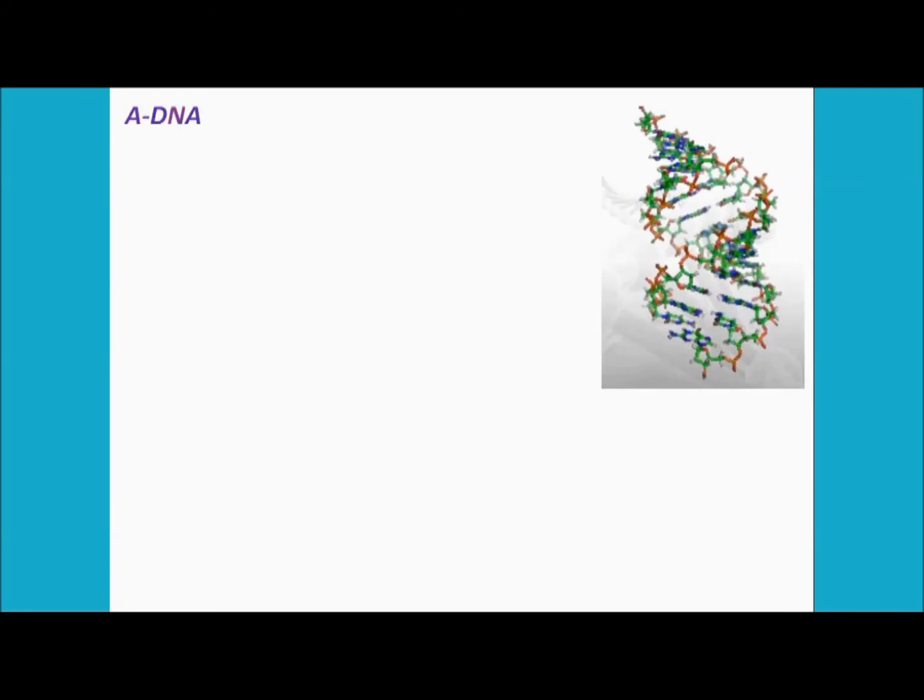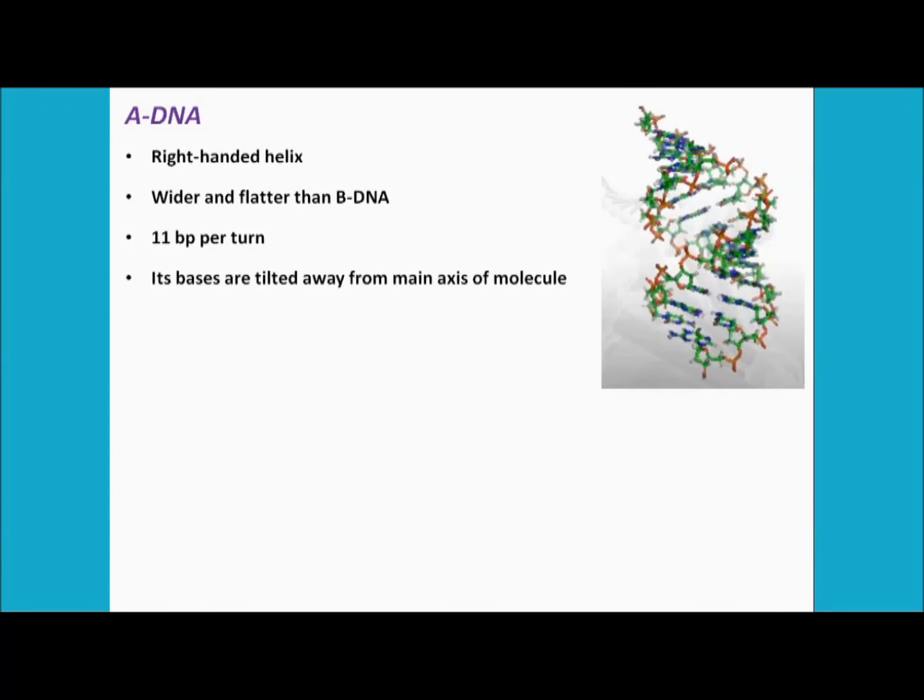Now you move to the second structure. This is the A form, that is the A DNA. It is also a right-handed helix. It is wider and flatter as compared to B DNA, right? Earlier we had 10 base pairs per turn, but in the A form you will have 11 base pairs per turn. Its bases are tilted away from the main axis of the molecule. If this is the main axis, earlier the bases were placed similarly here, but now the bases tilt and come quite far from the main axis, right?